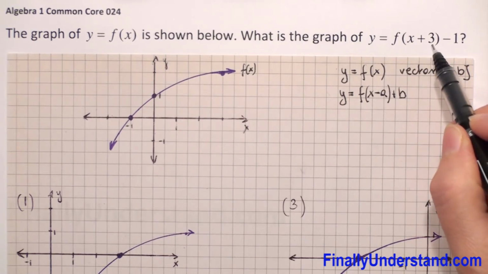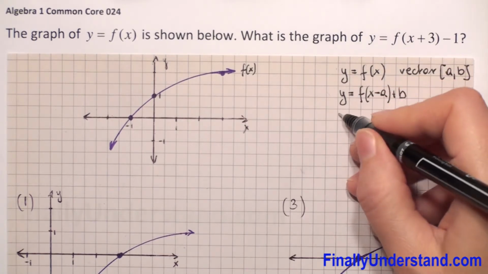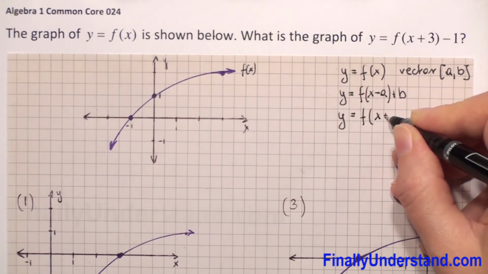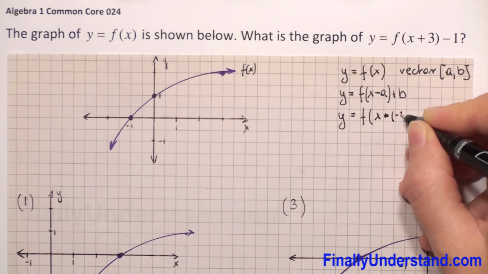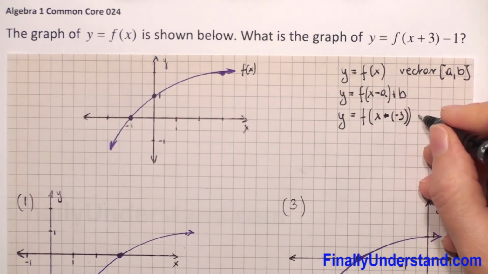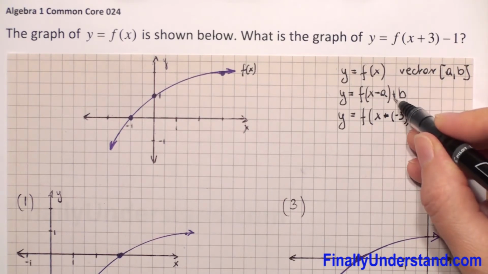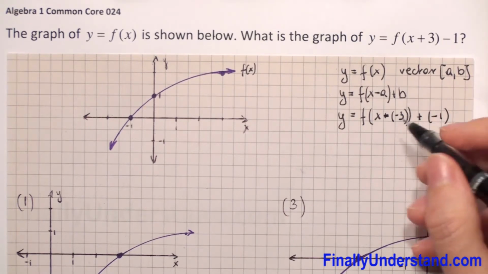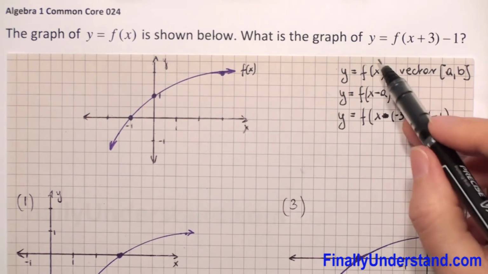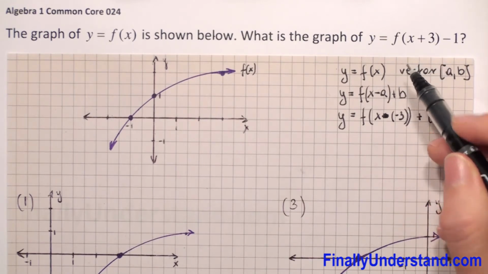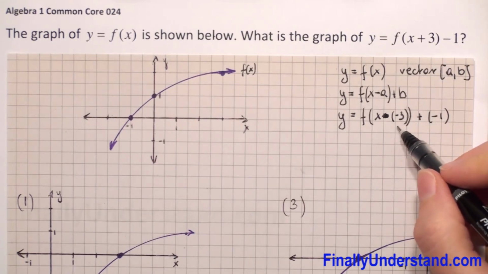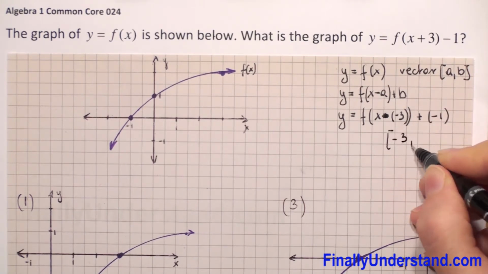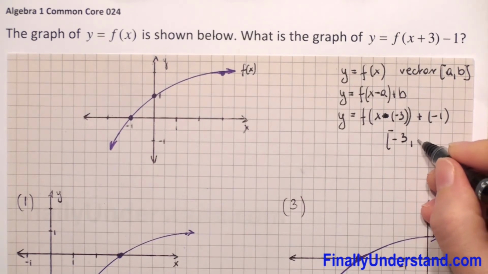In our formula we have plus 3, so we can rewrite that our function y is f of x minus negative 3, close parenthesis, and we have here in our general form plus b, so we can write plus negative 1. And now when we rewrite our y function to this form, we see that the first coordinate of the vector is negative 3 and the second, b, is negative 1.